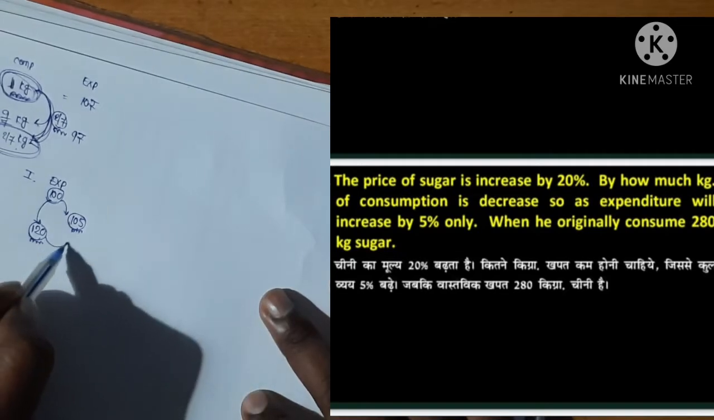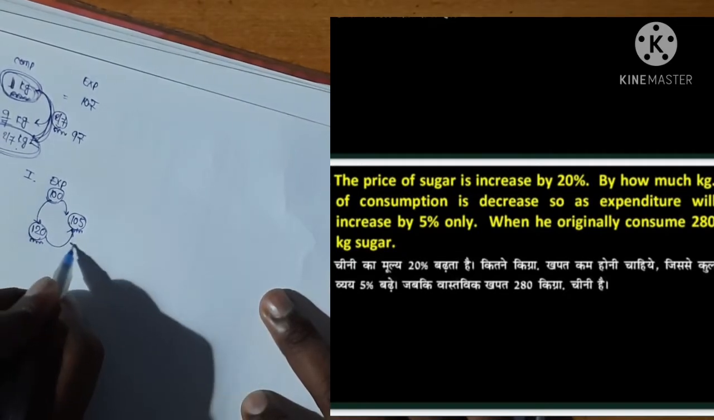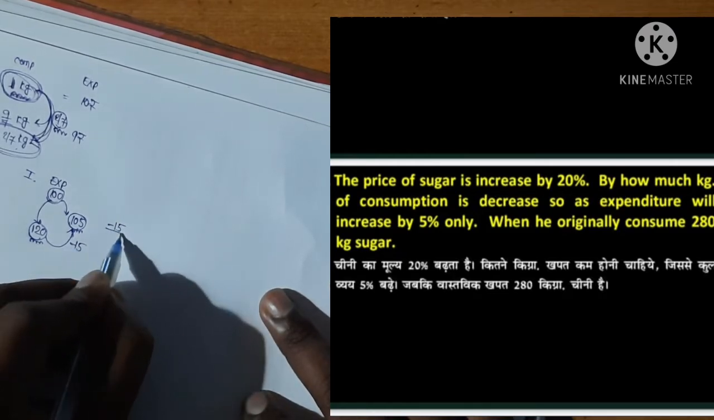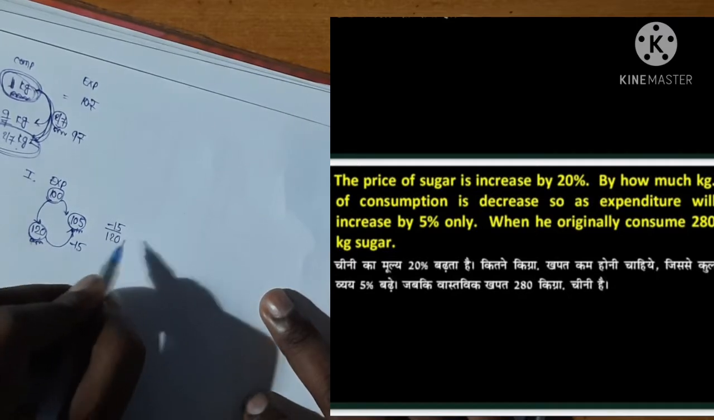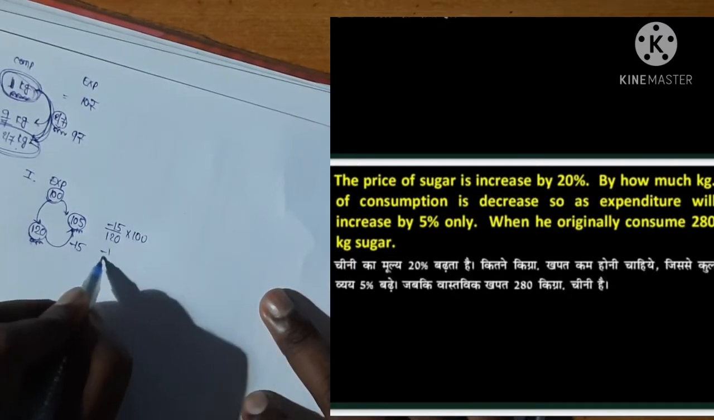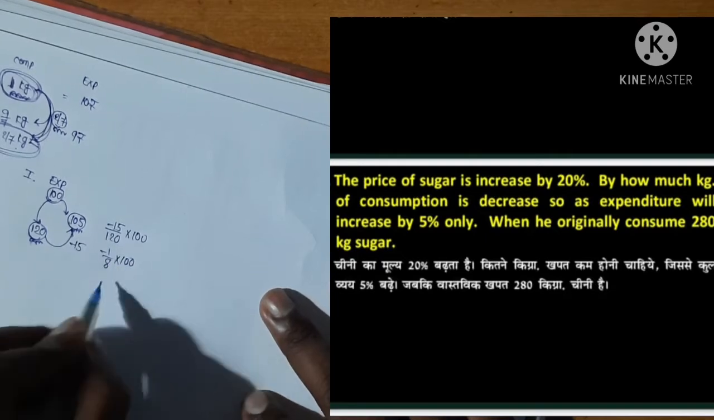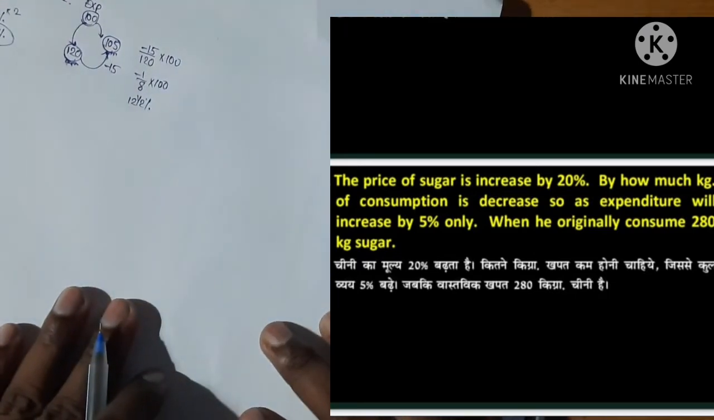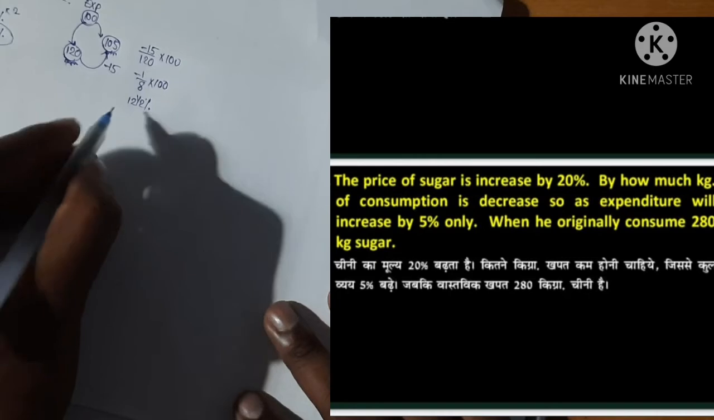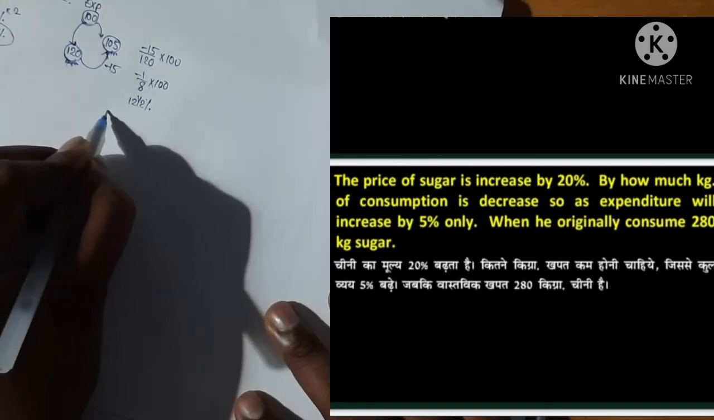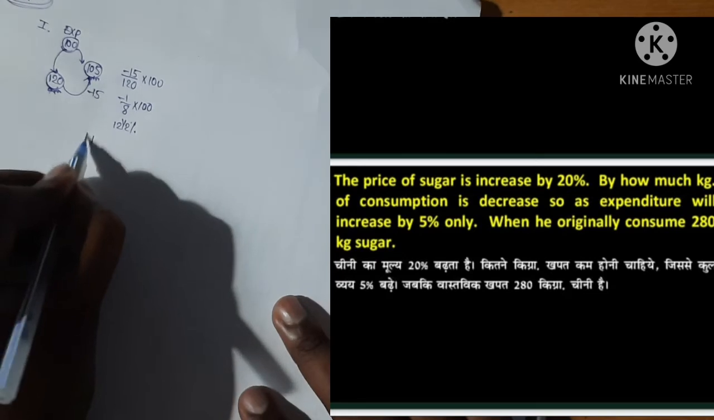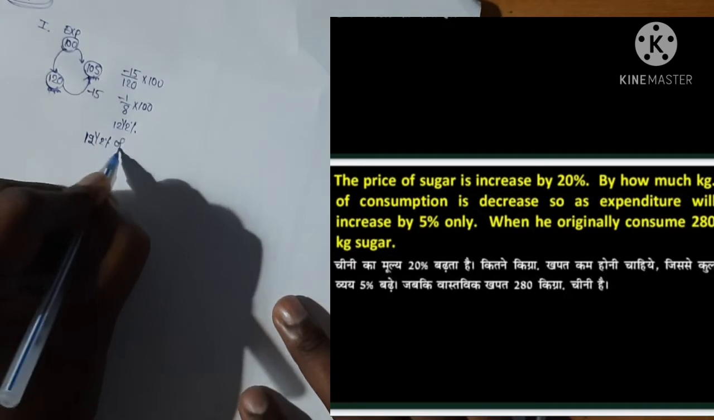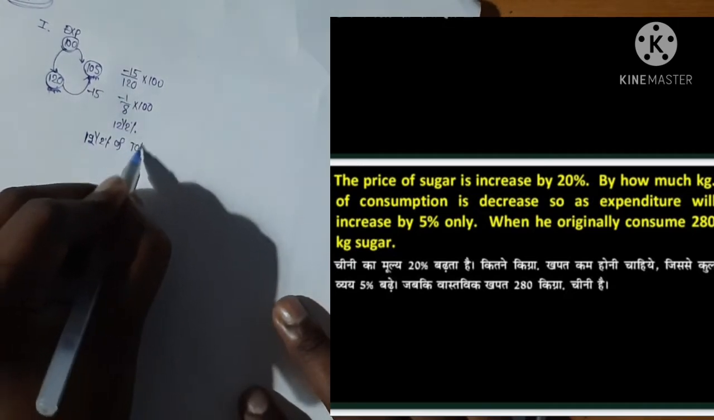So before, the expenditure is 120, and the current expenditure is 105. How much percentage do you have to decrease it? So we have decreased by 15 from 120, so -15/120 into 100, so -1/8 into 100. This value is 12.5%. So the consumption has to decrease by 12.5% of the total consumption.